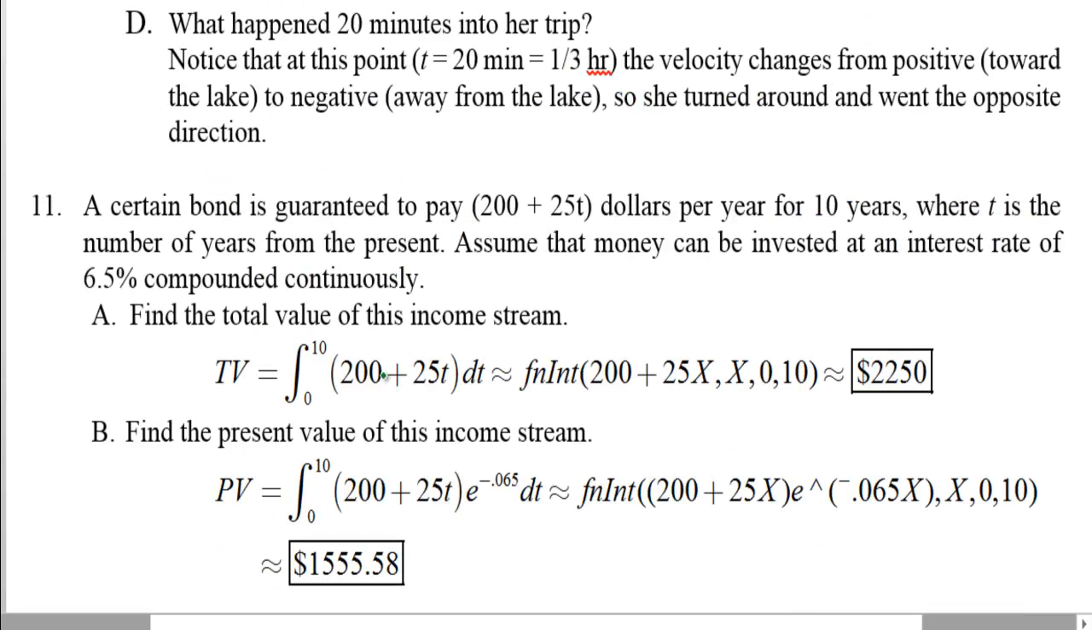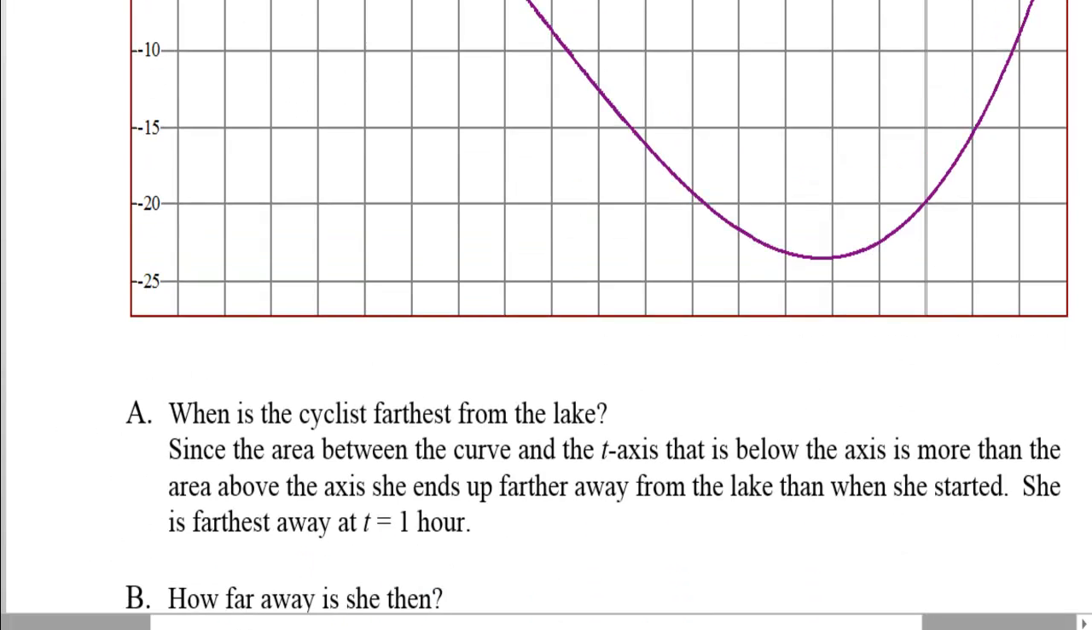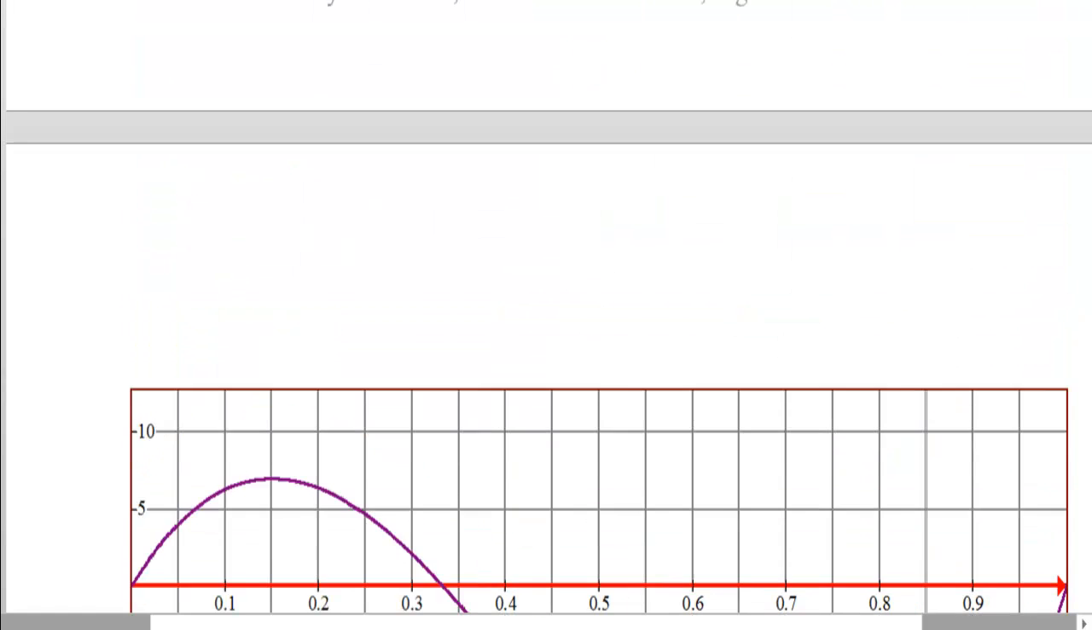We'll come back here. Where does she end up? Where's her closest point? The closest point is all the way at the very right end of the graph, 1/3. Wait a minute. I'm not sure I've said the right thing here.